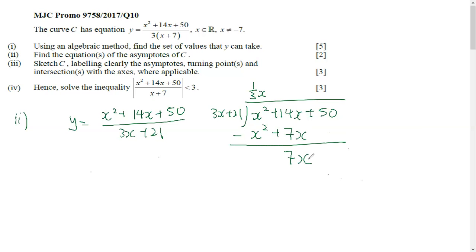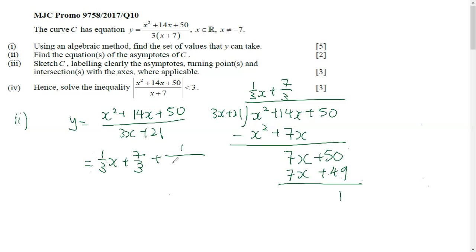To eliminate the 7x, we must put 7/3 here. So 7/3 times 3x will be 7x, plus 7/3 times 21 will be 49. So the remainder will be 1. To complete this, this will be 1/3 x plus 7/3 plus 1 over 3x plus 21.